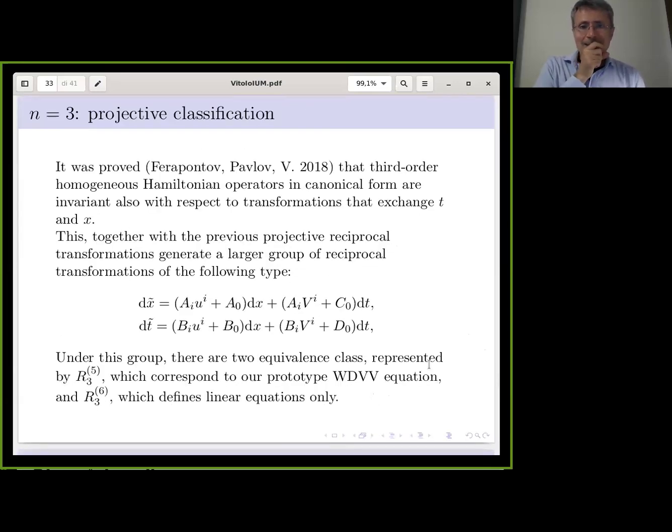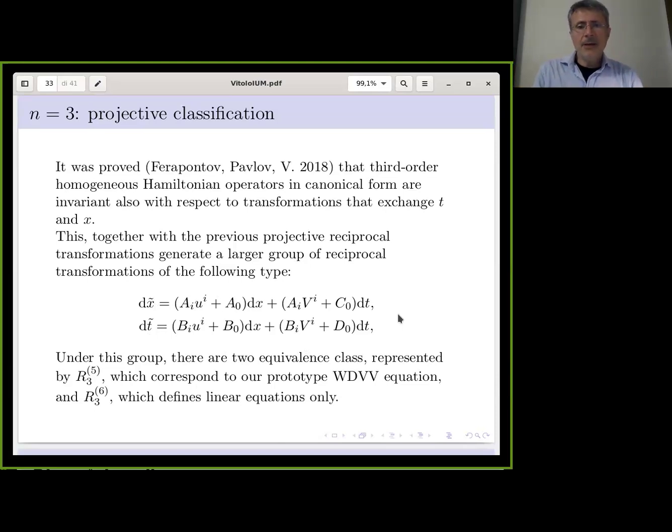Now, let us consider a full projective classification. What is a full projective classification? We proved so far that if you exchange T and X, and then you append another projective transformation, you can enlarge the projective group acting on the operators. And the full transformations involve also dt, and they can be written in the following extended way. Under the action of this group, there are only two equivalence classes. The number of equivalence classes becomes much smaller.